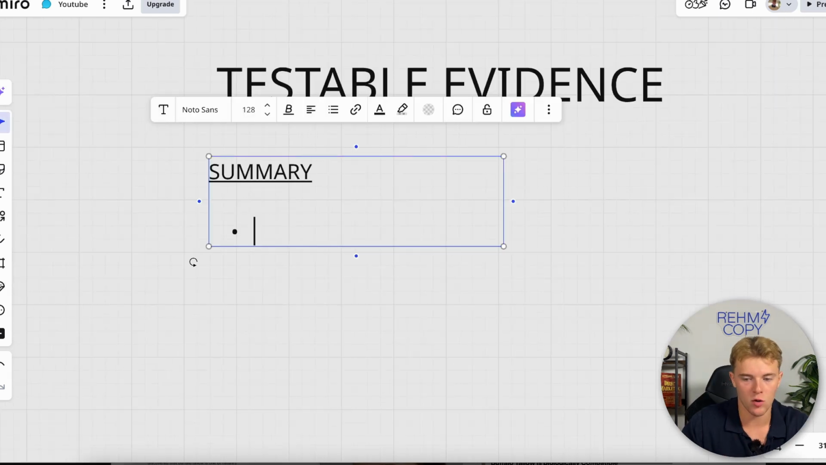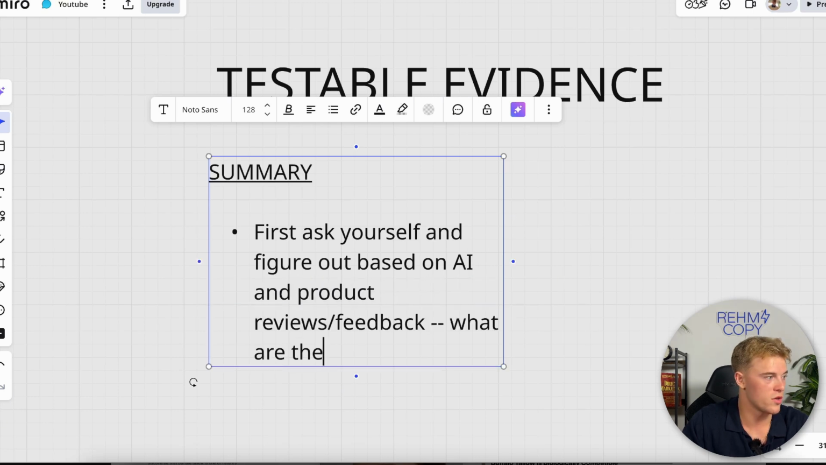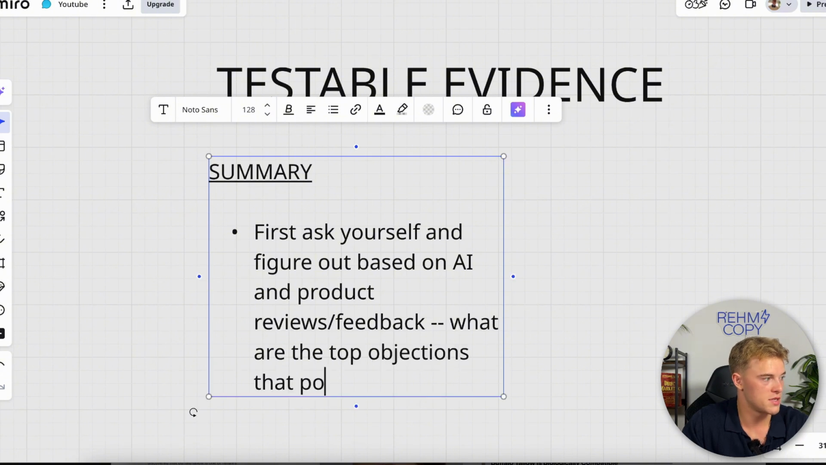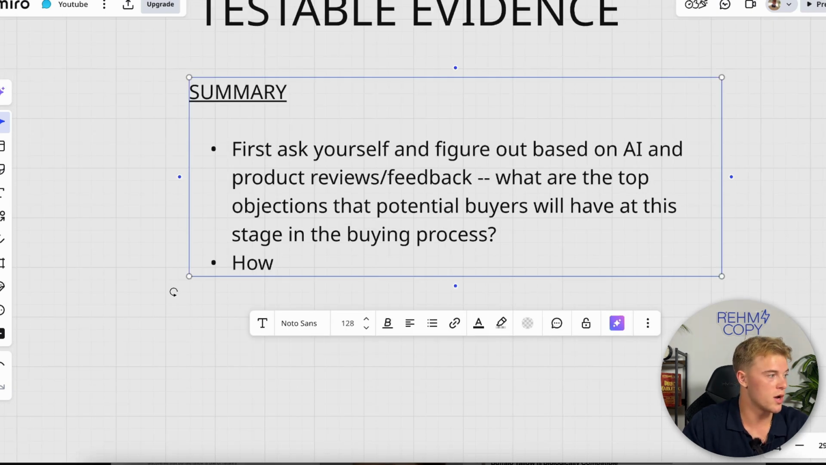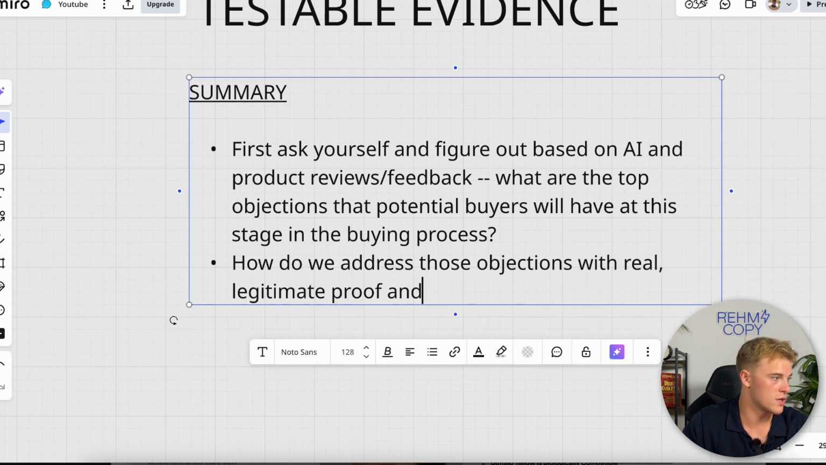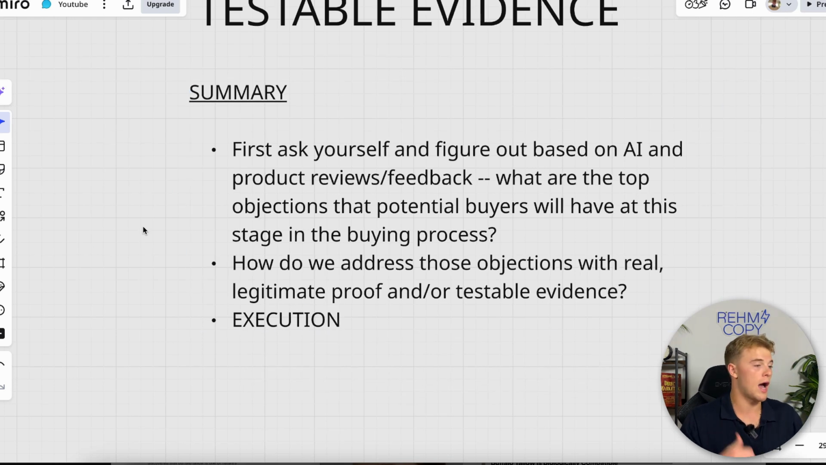So let's do a recap. When you're building out your abandonment flows strategy, you want to first ask yourself and figure out, based on AI and product reviews and feedback, what are the top objections that potential buyers will have at this stage in the buying process. Then the next question is, how do we address those objections with real, legitimate proof and/or testable evidence?